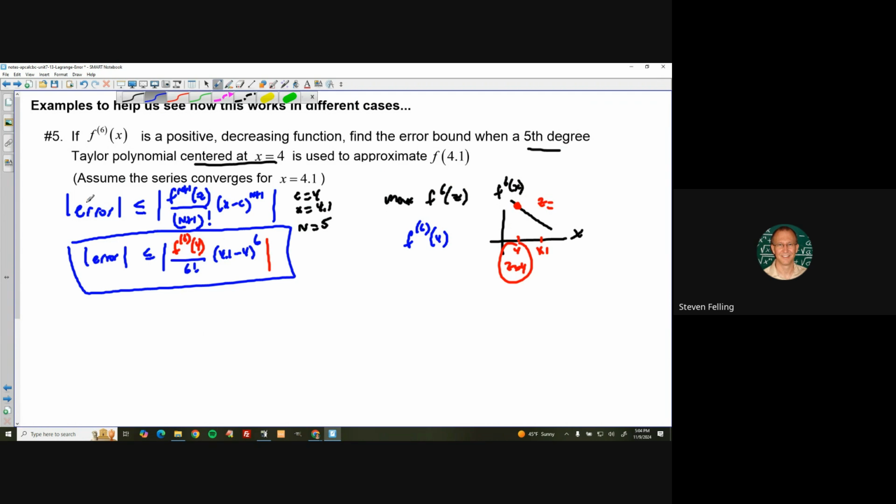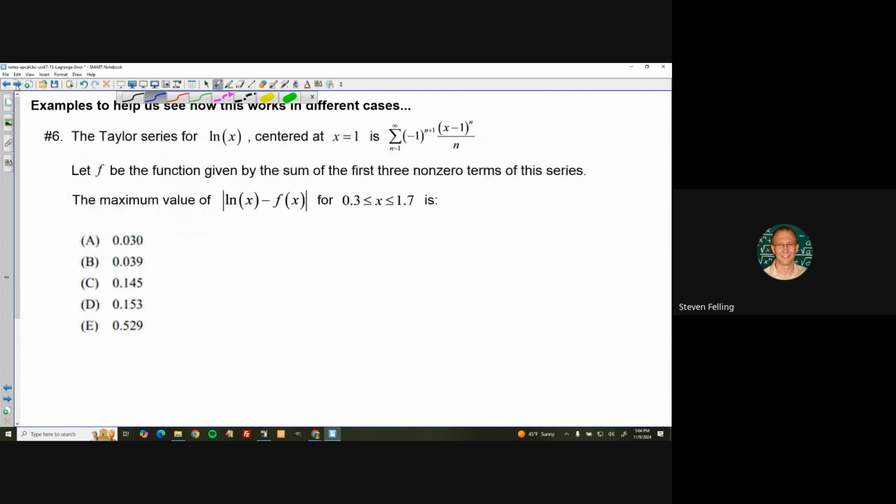So now we're going to look at an example that I took from AP Classroom. This is a College Board style example, and this also is a good illustration of terminology. The Taylor series for natural log of x centered at x is 1 is, and they give it in its summation form. Let f be the function given by the sum of the first 3 non-zero terms of the series. The maximum value of the limit here for this is what?